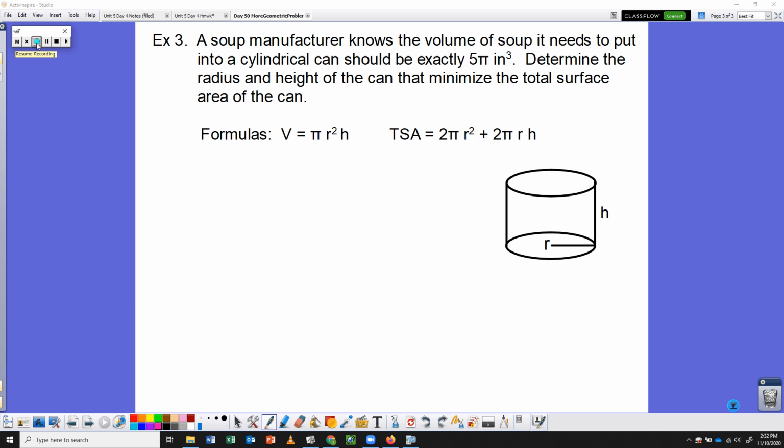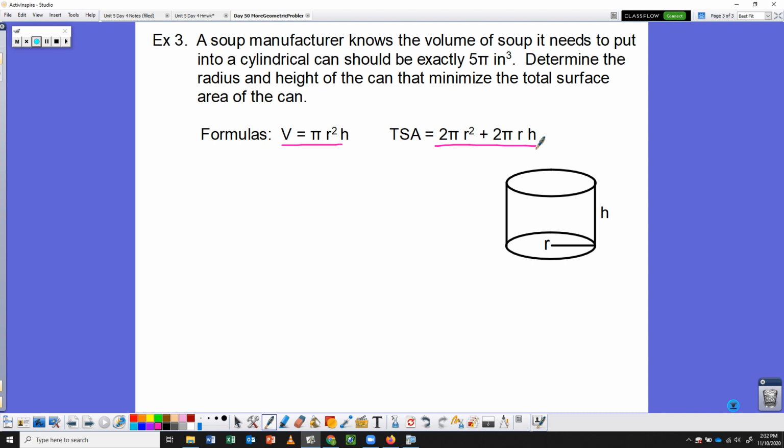So the last question that we have is kind of similar to one that we had done before in the notes. A soup manufacturer knows that the volume of soup that it needs to put into a cylindrical can should be exactly 5 pi cubic inches. Determine the radius and height of the can that minimizes the total surface area of the can. And again, I'm giving you the formula for the volume of a can and the total surface area of the can with that picture over there for the radius and the height of the cylindrical can.